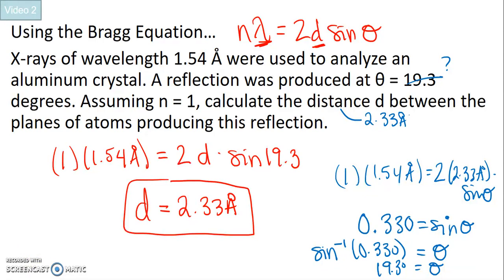And in the next video of Unit 3, we're going to go into more detail about the various types of crystalline solids.